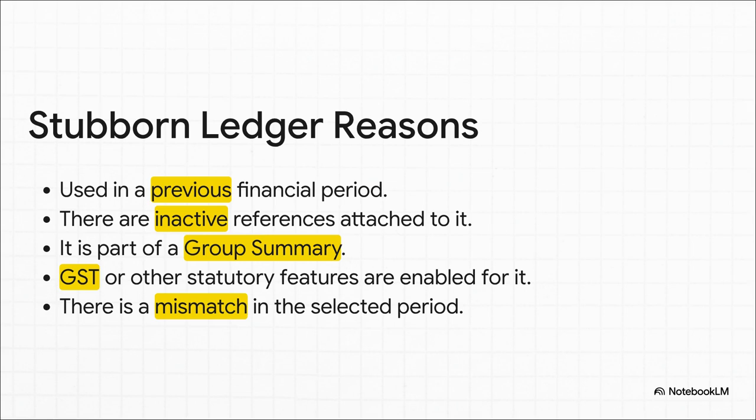Well, there are usually a few sneaky reasons behind this. The number one culprit is that the ledger was used in a previous financial year. Even if it's empty right now, its history is preventing the deletion. Other things could be inactive references hanging around, or maybe it's part of a group summary. Sometimes it's because it has features like GST enabled on it. And every once in a while, it's something as simple as a mismatch in the period you've selected. If you check these few things, you'll almost always solve the mystery.